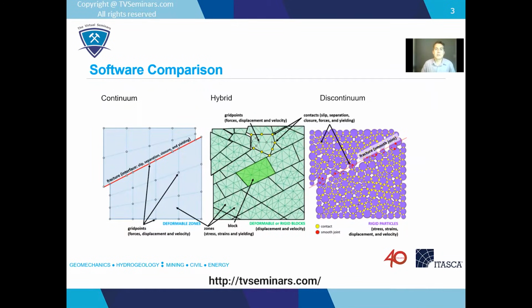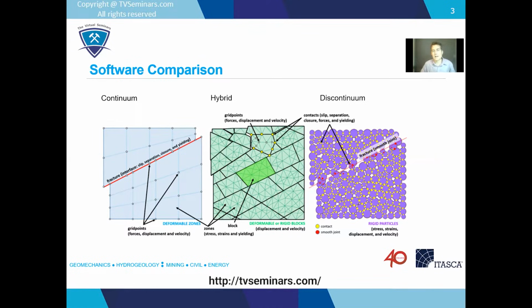So at a high level, here's the different types of approaches I'm going to talk about. Continuum approach, this is probably the most popular still. You assume that your rock is a continuous material that can deform and hold stress and so on. It's possible to include a few fractures or faults, but in general, you're assuming a continuous material.